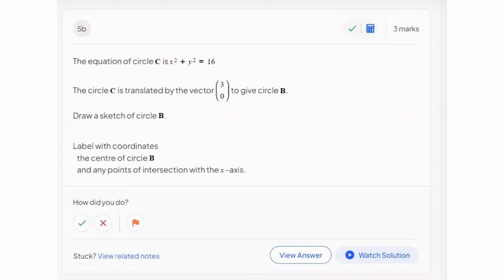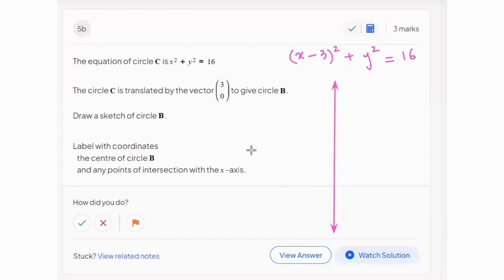5b says the equation of a circle C is x squared plus y squared equals 16. The circle is translated by the vector (3, 0) to give circle B. Draw a sketch of circle B and label with coordinates the center of circle B and any points of intersection with the x-axis. So if the circle is translated by the vector (3, 0), that means we're subtracting 3 from the x value of the origin. It's going to be (x minus 3) whole squared plus y squared equals 16.